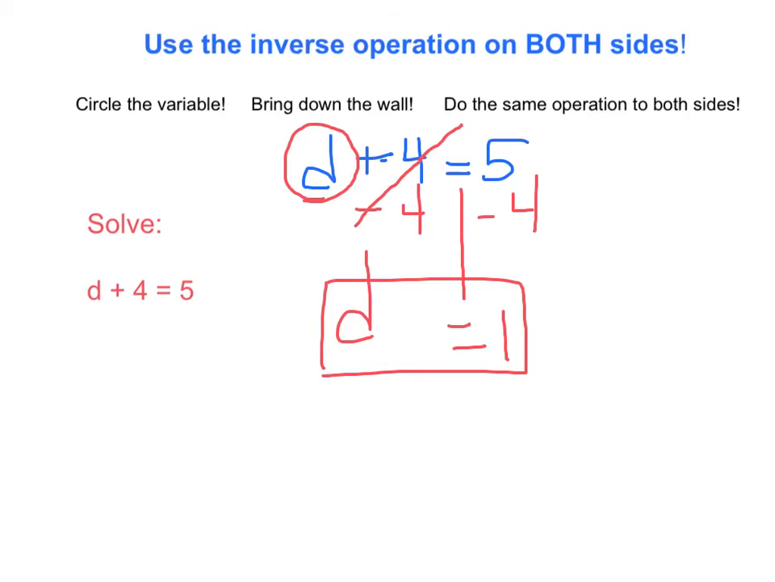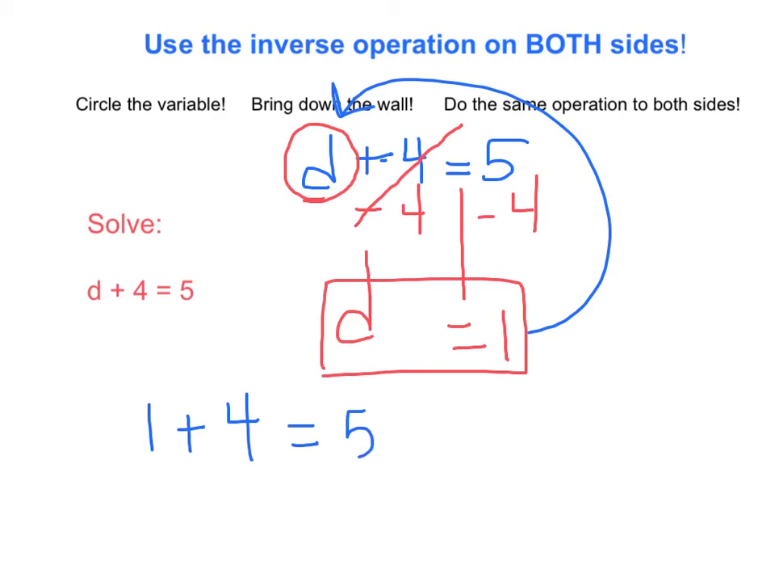Now I need to check and see if my solution is true. So I'm going to plug this 1 back in where the D is, and I'm going to write it as 1 plus 4, and 1 plus 4 equals 5. And since this and this are the same, then I know that my sentence is true.